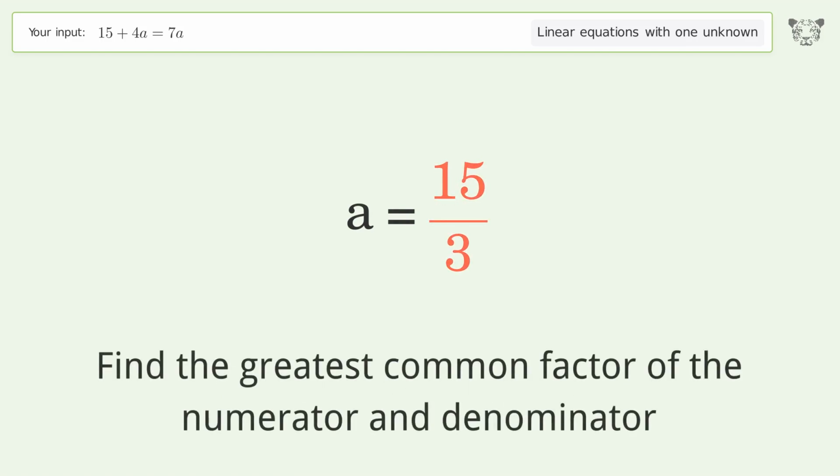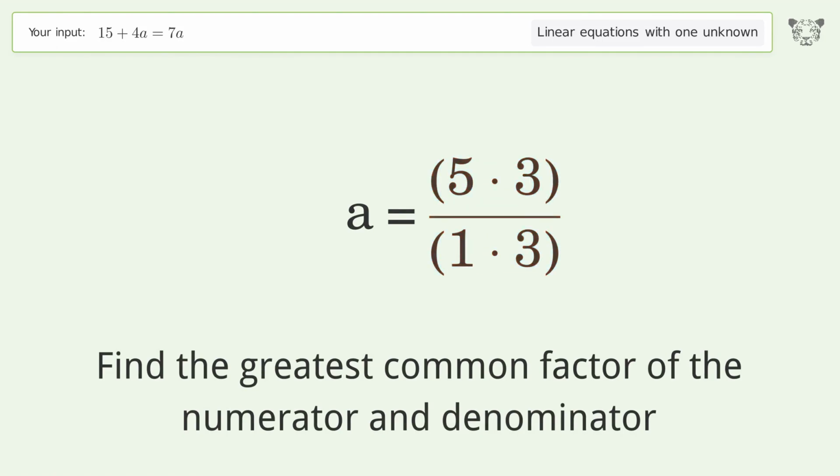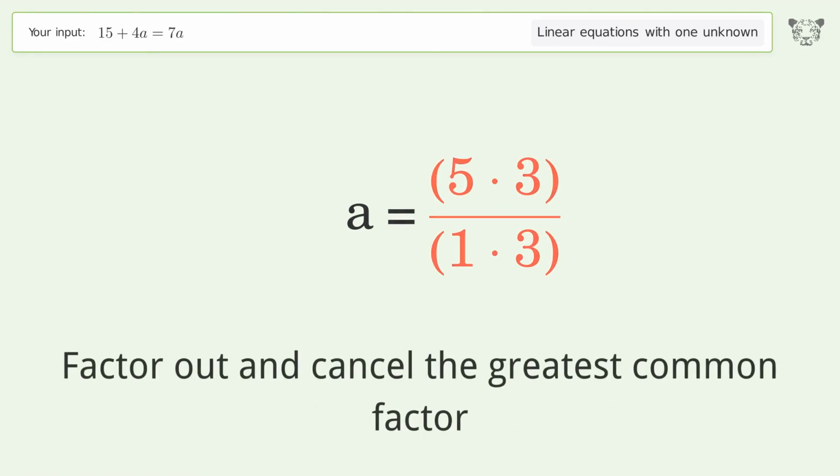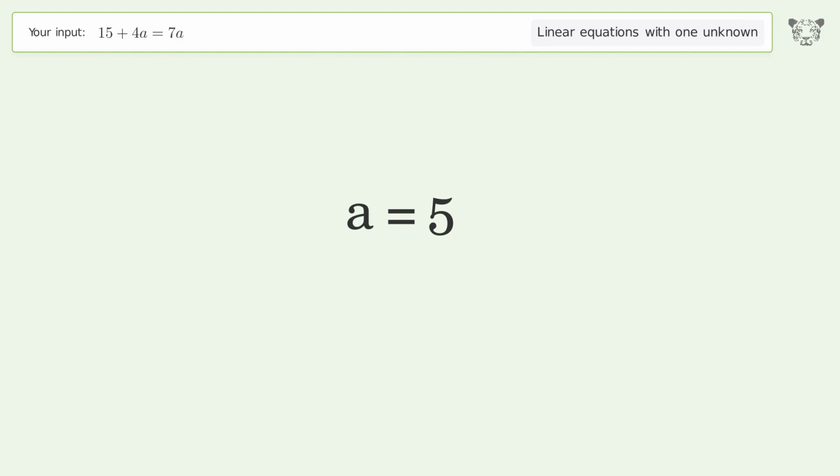Find the greatest common factor of the numerator and denominator. Factor out and cancel the greatest common factor. And so the final result is a equals 5.